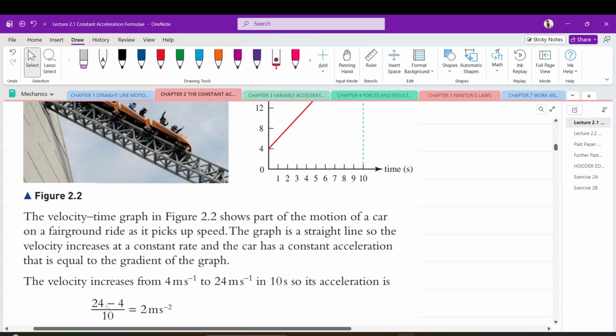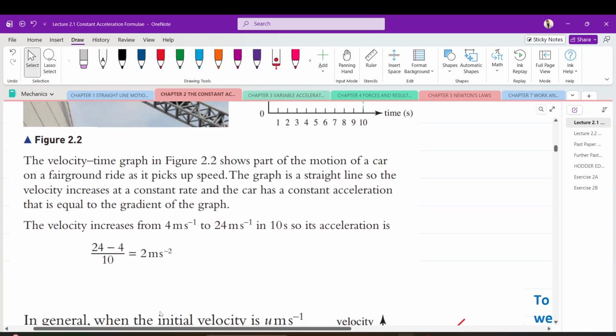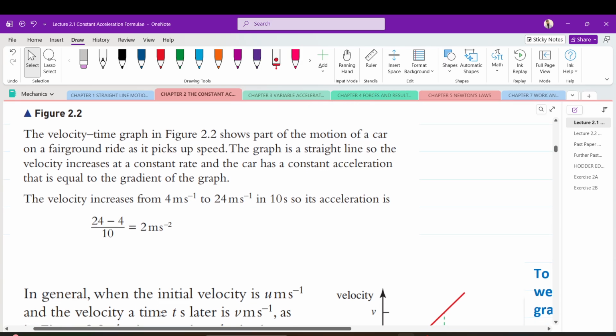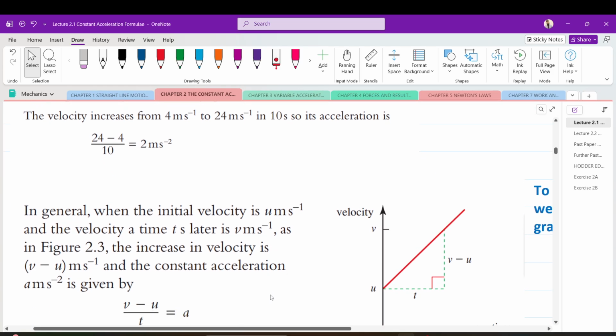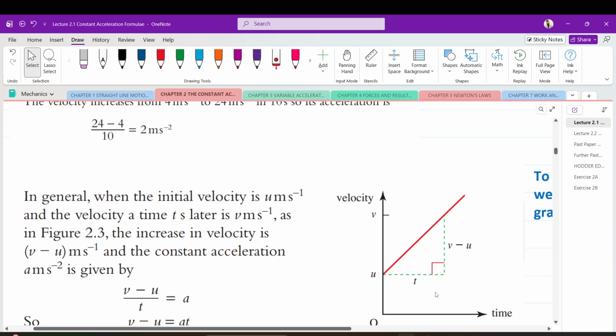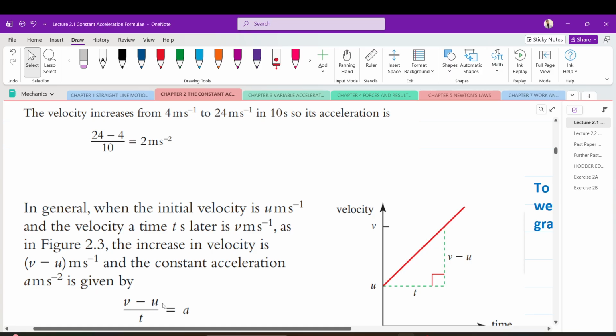If you apply the formula m equals y2 minus y1 over x2 minus x1, we find that our acceleration is 2 meters per second squared. In general, the initial velocity is u meters per second. Now if I make a graph with general variables, this is my initial velocity u, and this is my final velocity v. The change in y will be v minus u, and the change in time will be t minus 0. So we can write this as v minus u over t minus 0, which is t, and that is equal to a.